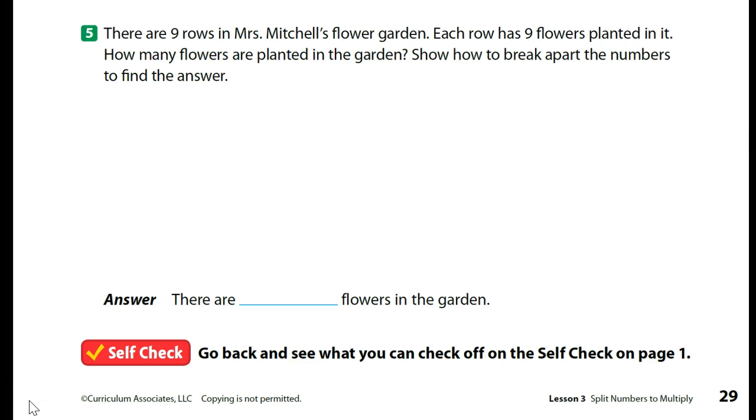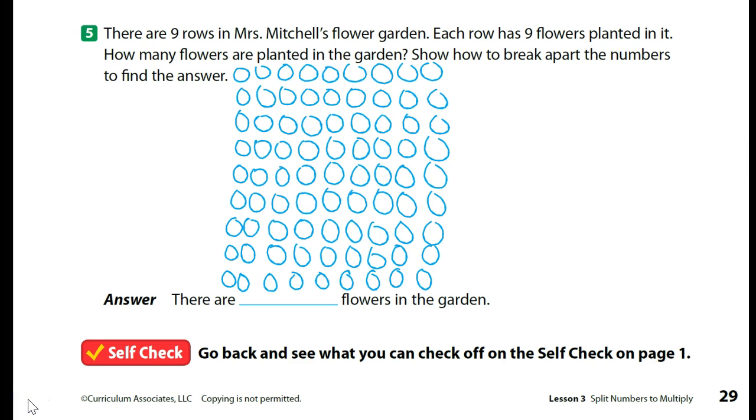Now, another way to do this was to use what again? We did parentheses, an array. It says that we have 9 rows. Perfect. 9 rows. Let's make 9 rows. I got 1, 2, 3, 4, 5, 6, 7, 8, 9, right? And then it says that I have how many plants in each row? 9, correct. So here's my array. Okay?